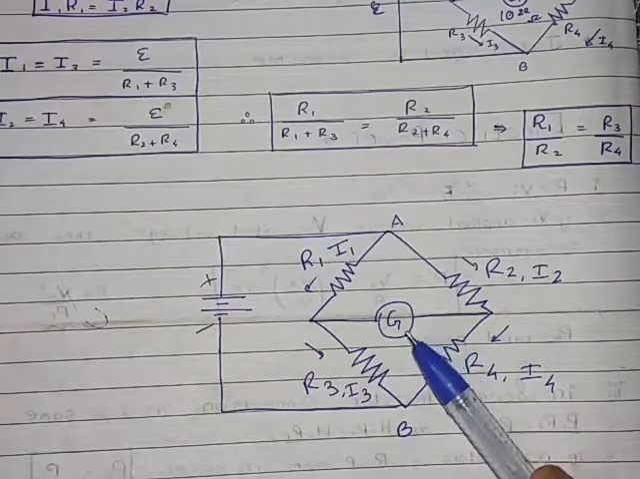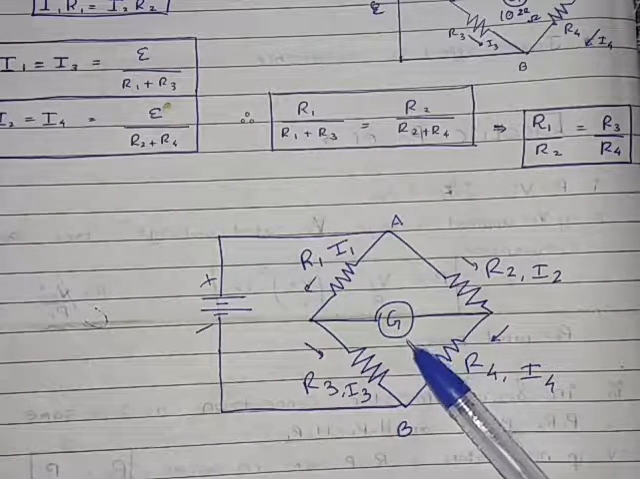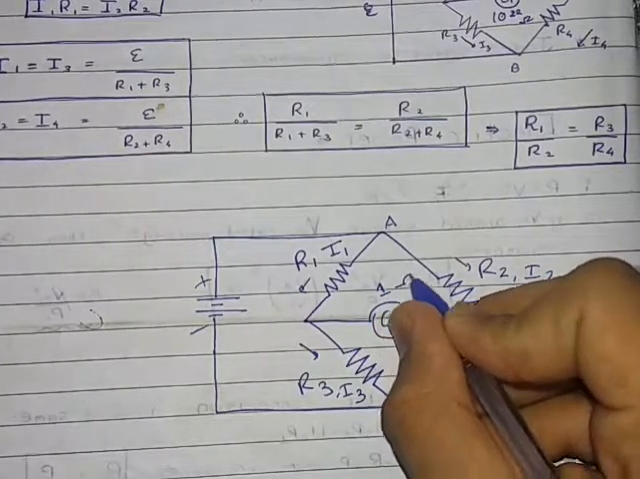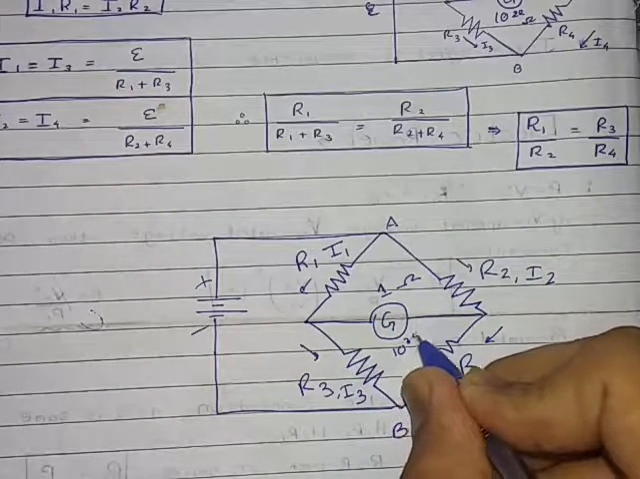And one more thing, this G. Now I just placed the G here because let the G value be 1 ohm, or let it be 10 power 30 ohms.